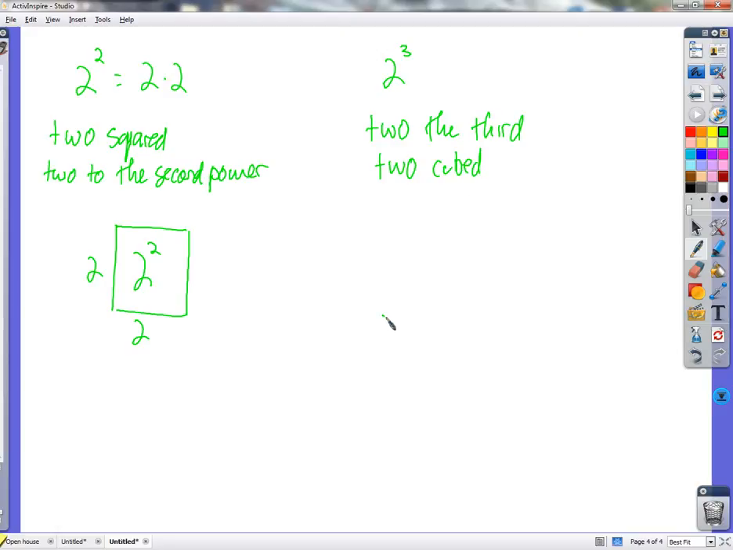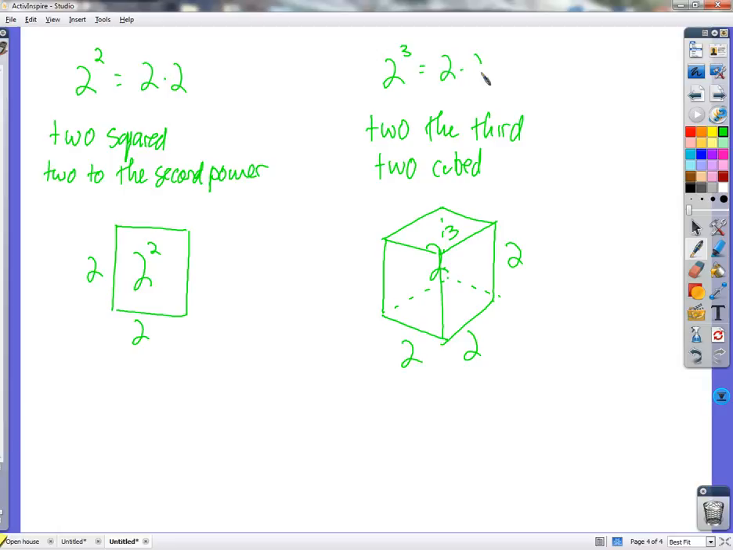To find the volume of a cube. So if a cube had all the sides 2 by 2 by 2, to find the volume of this cube, we would multiply length times width times height, and you would get 2 to the third power as the volume of this cube. So we just cubed the 2. We just squared the 2 over there. This means 2 times 2 times 2, or 3 factors of 2.